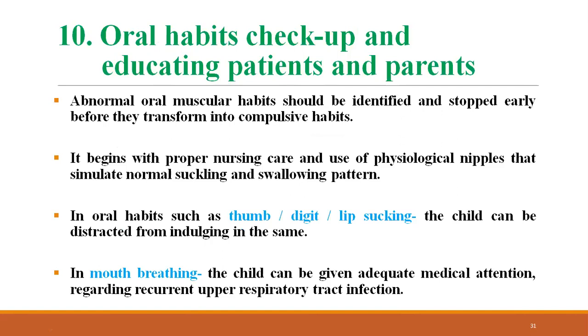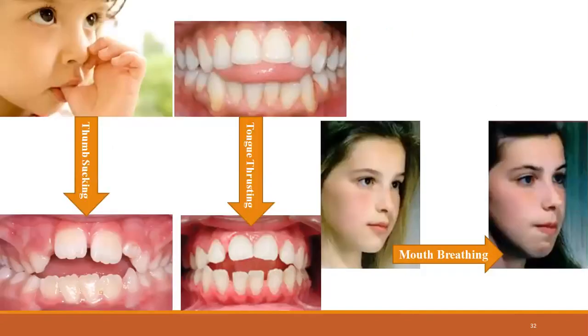Oral habits checkup and educating patients and parents. Abnormal oral musculature habits should be identified and stopped early, before they transform into compulsive habits. It begins with proper nursing care and use of a physiological nipple that stimulates normal suckling and swallowing patterns. In oral habits such as thumb sucking, digit sucking and lip sucking, the child can be distracted from indulging in them. In mouth breathing, the child can be given adequate medical attention regarding recurrent upper respiratory tract infections.